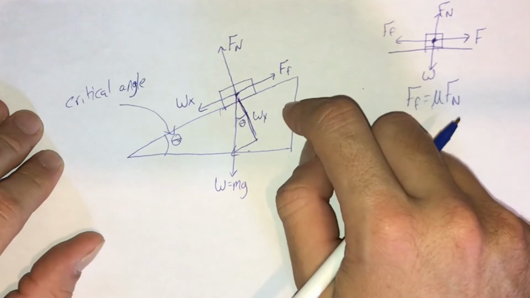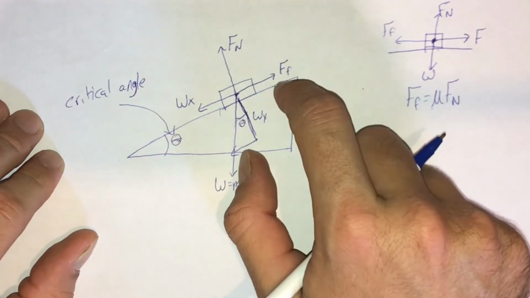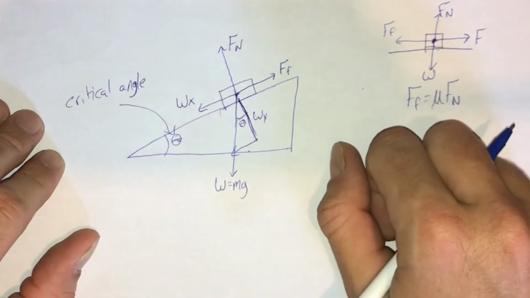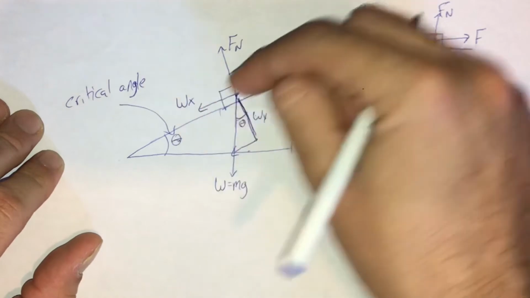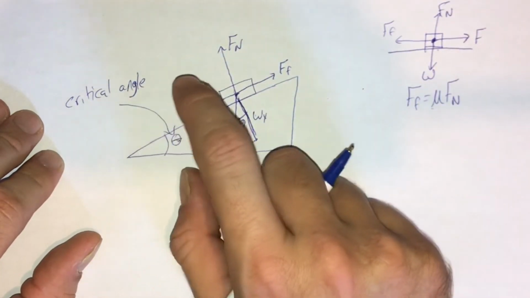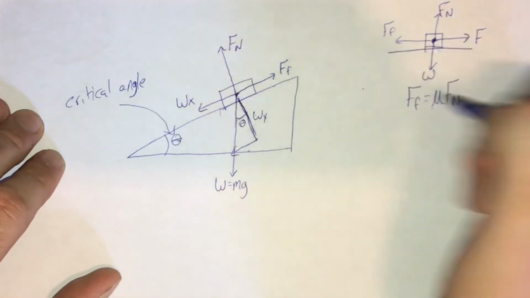We're considering the point right when the component of weight becomes equal to the frictional force or just a little bit greater than it, and that's what causes the block to start to accelerate, because there will be a net force in the direction down the ramp, and that's when the block is going to slide, right at the critical angle. All right, now let's see what we've got here.